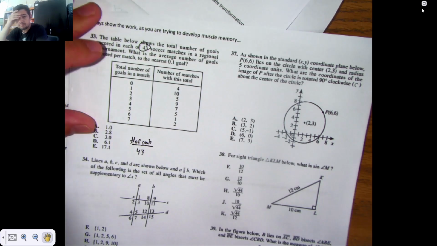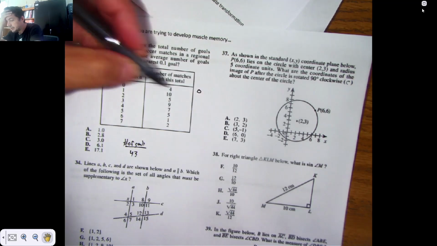There's 43 matches. The idea is I'm going to take the number of goals, I'm going to divide it by 43. All right. So 0, because 0 goals times 4 is 0. 1 times 10 is 10. 2 times 5 is 10. There were 5 matches with 2 goals, okay? 9 times 3 is 27. There were 27 goals there.